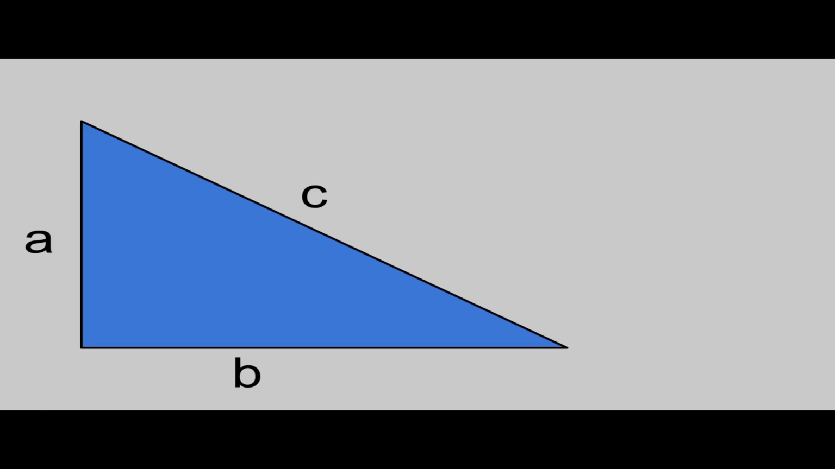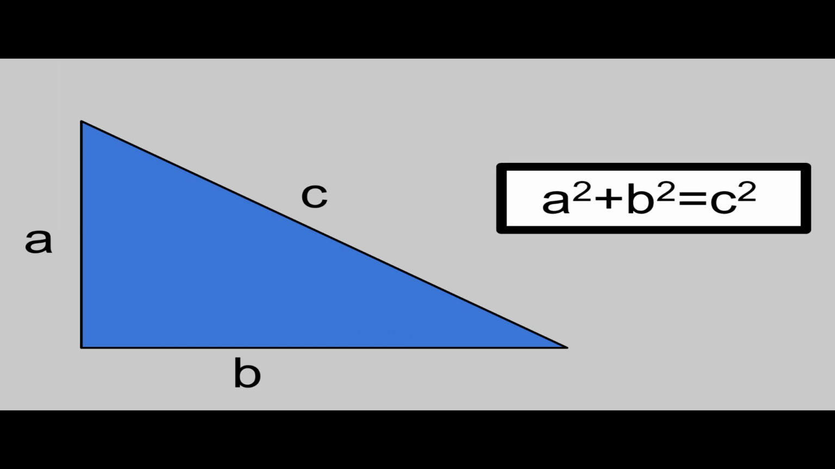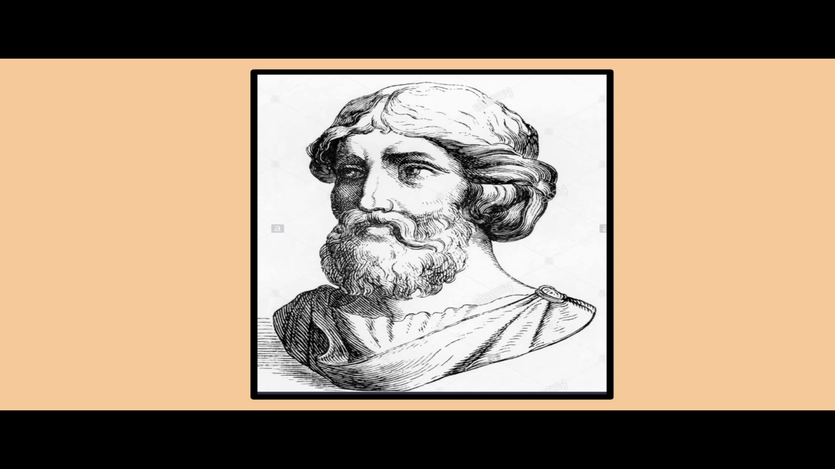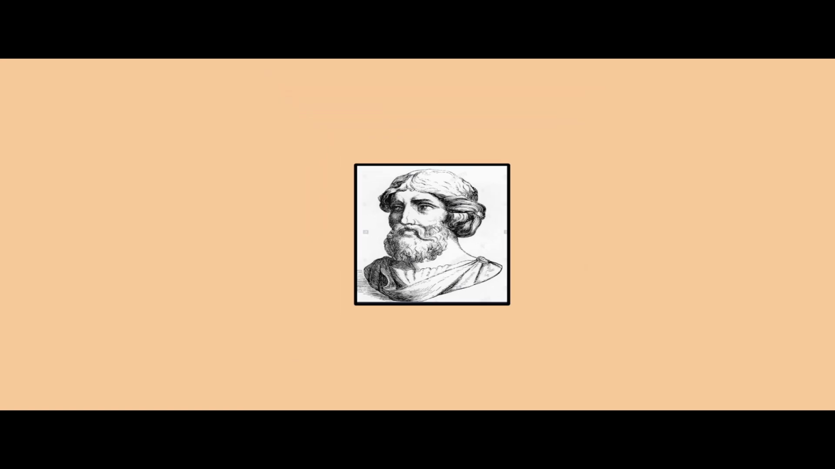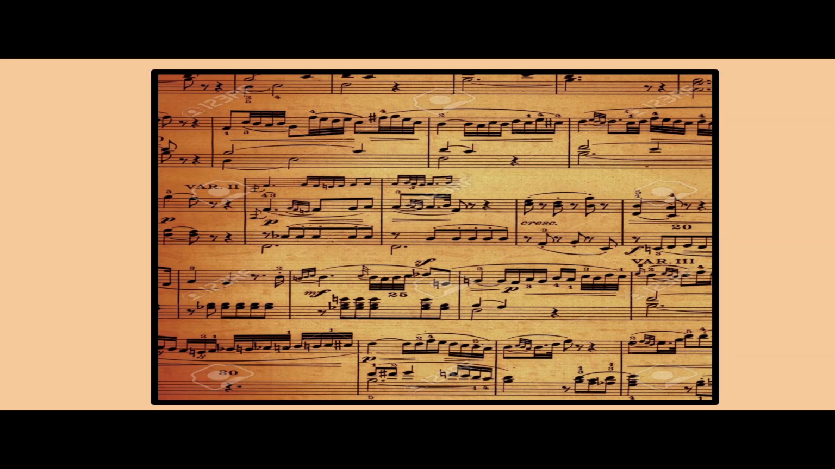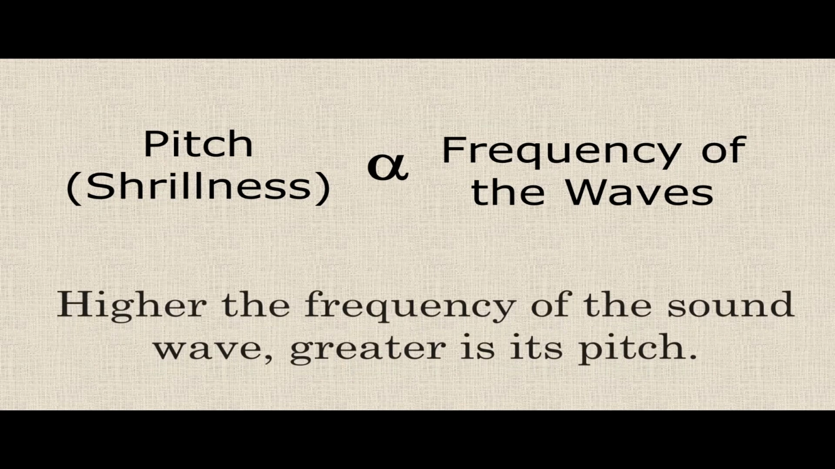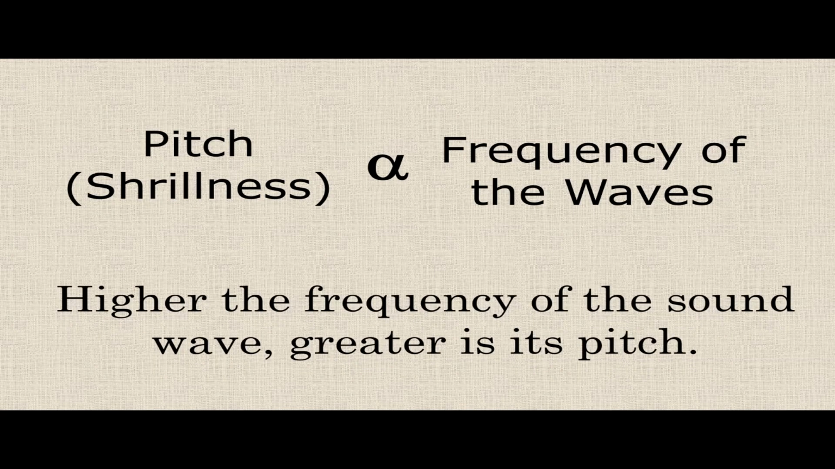We all know Pythagoras as the one who said a squared plus b squared equals c squared. But how many of us know that he was the one who laid the foundation for the notes of the octave system for Western classical music? As we all know, the pitch of musical notes is deeply interrelated with the concept of frequency of sound waves. Higher the frequency of the wave, greater is the pitch or shrillness of the sound.